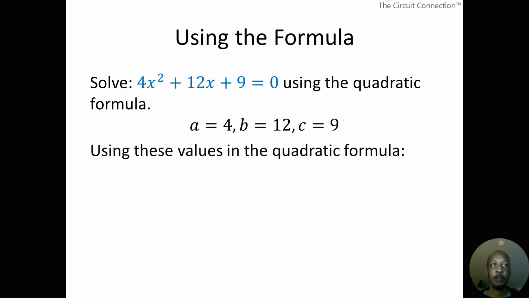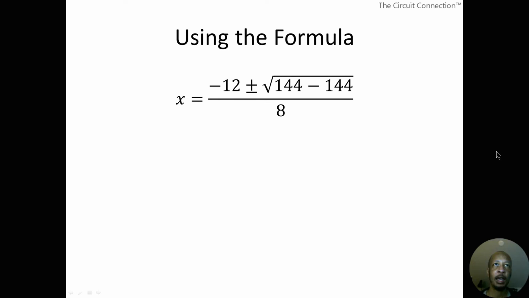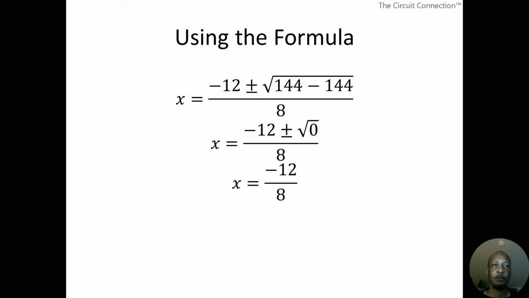And you just simply use those values, your negative being applied to your positive, 12 for B, and you have 12 being squared here and so forth. And then you just simplify that, and you are going to end up with 144 minus 144 in that square root. It's going to give you the square root of 0. Square root of 0 is simply 0, so you end up with x equals negative 12 over 8. That can be further simplified in lowest terms to negative 3 over 2.